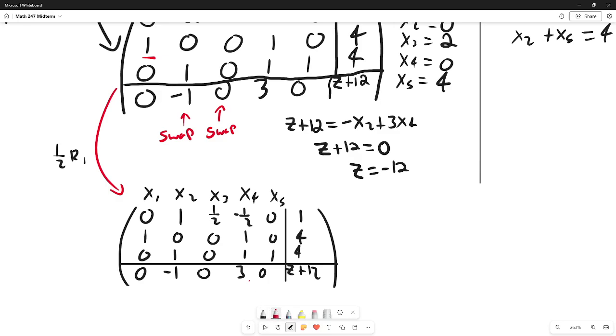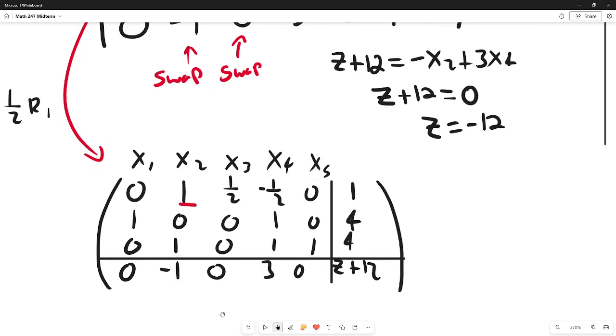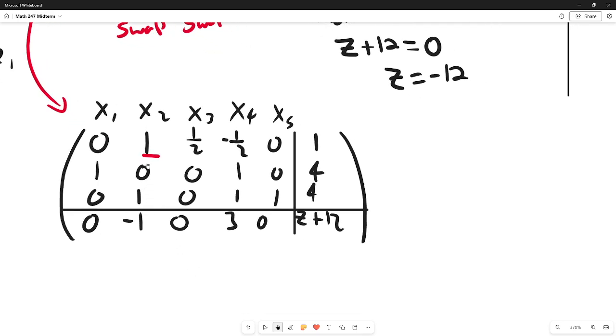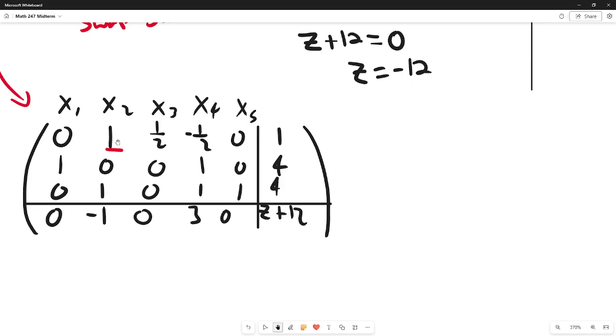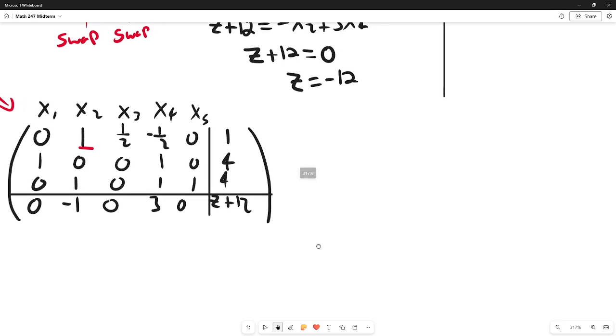So we have the 1 there now, so this is now a valid pivot. And then we can get rid of the 1 here by doing R3 minus R2, and we can get rid of the negative 1 here by doing R4 plus R1. Oh, wait, no, sorry. We can get rid of the 1 here by doing R3 minus R1, and get rid of the negative 1 here by doing R4 plus R1. Okay. So let me zoom out a bit.